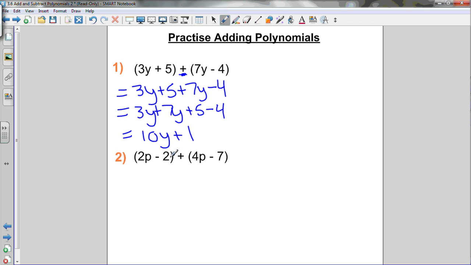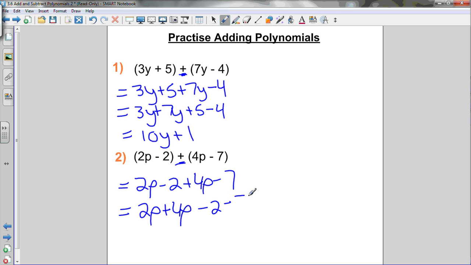I'm going to do number 2 now. So I have 2p minus 2 plus 4p minus 7. So I'll notice I'm adding polynomials. When adding polynomials, I can simplify by just removing the brackets. So I've removed the brackets. Now I'm going to collect my like terms. I'll put them in groups first. Put my 2p and my 4p beside each other. I'll put my negative 2 and negative 7 beside each other. 2p plus 4p gives me 6p. Negative 2 minus 7 gives me negative 9.